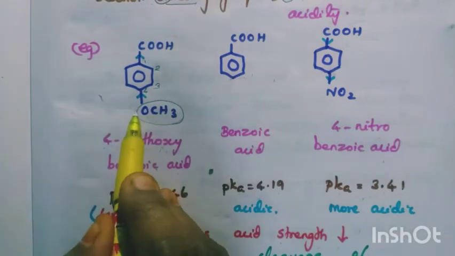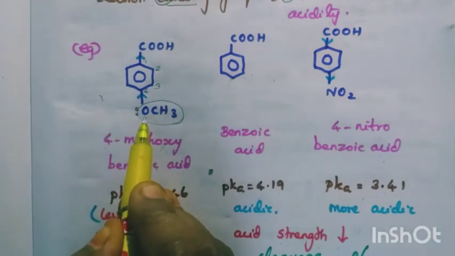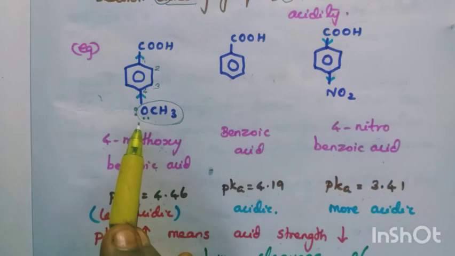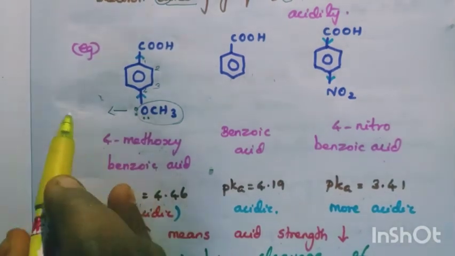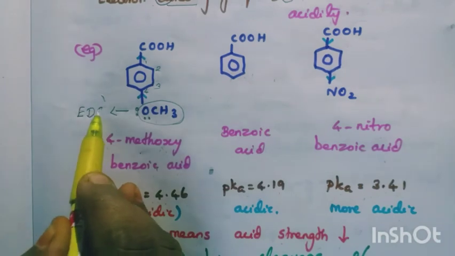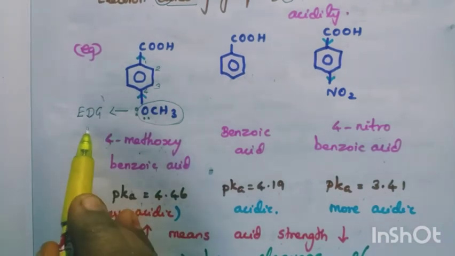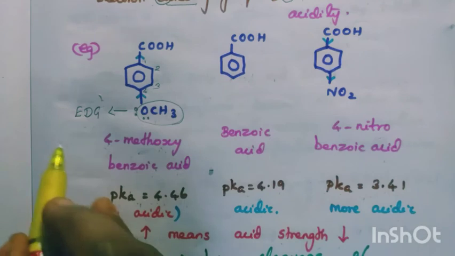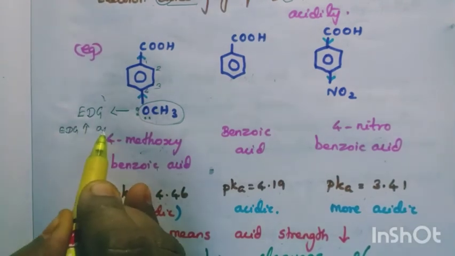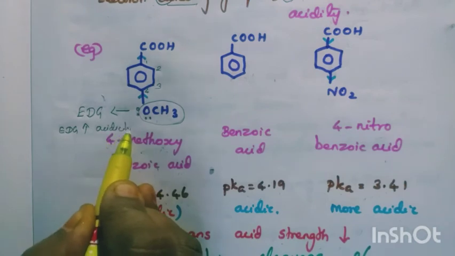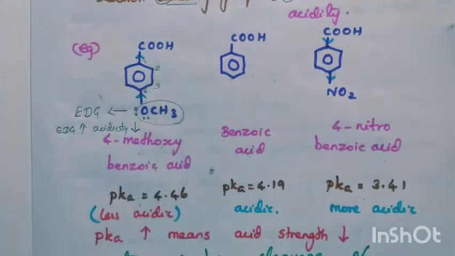Let's see. The oxygen carries 2 lone pairs of electrons. So whether it is an electron withdrawing group or electron donating group? This is electron rich, no? So it is an electron donating group. Electron donating group means acid strength decreases. We studied that an electron donating group decreases the acidity.